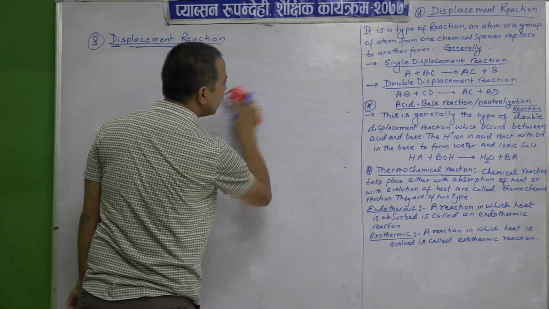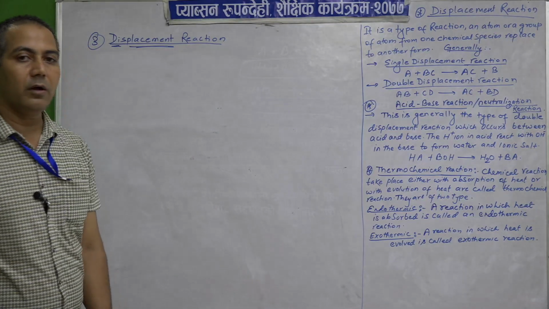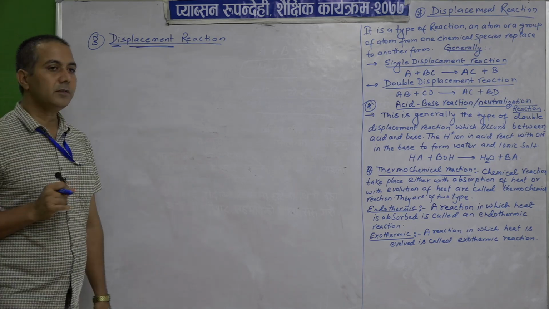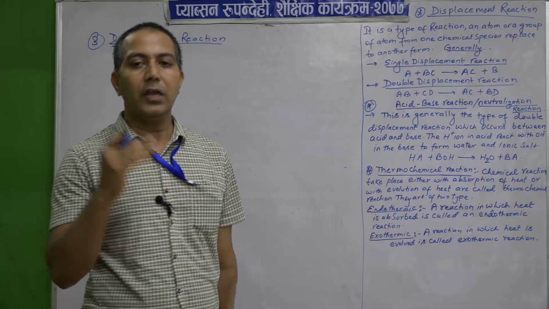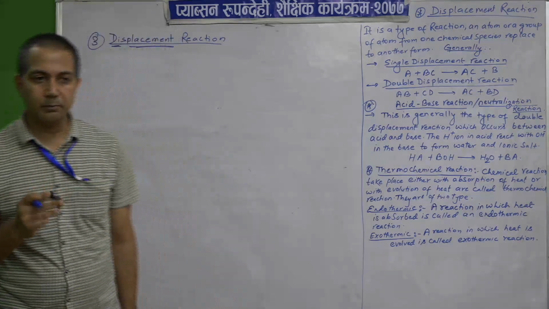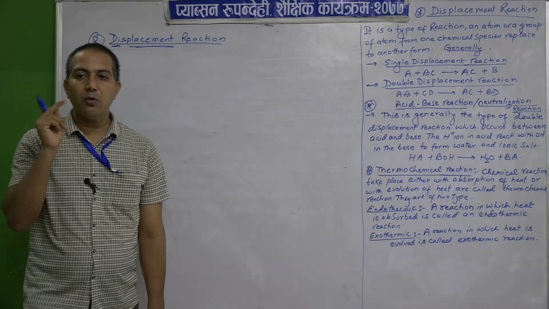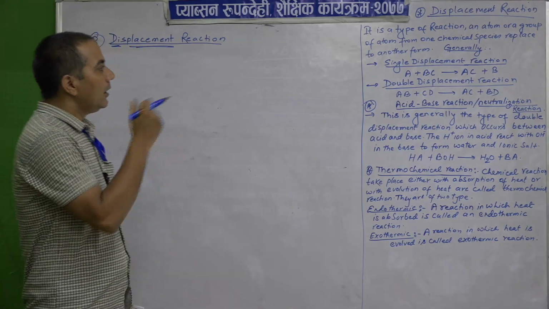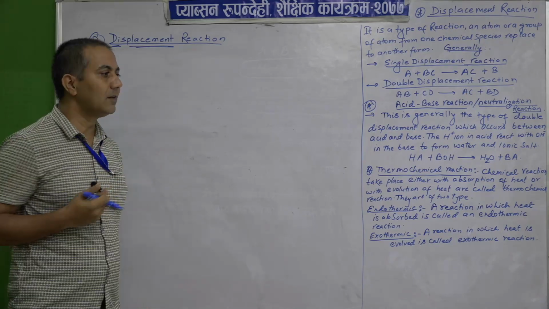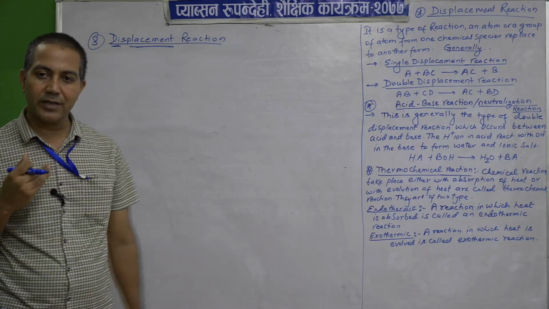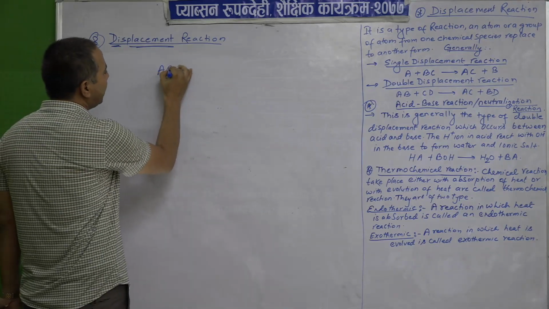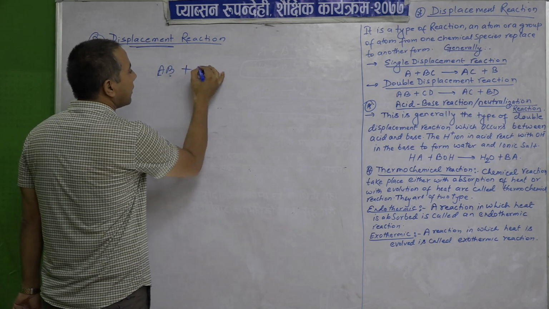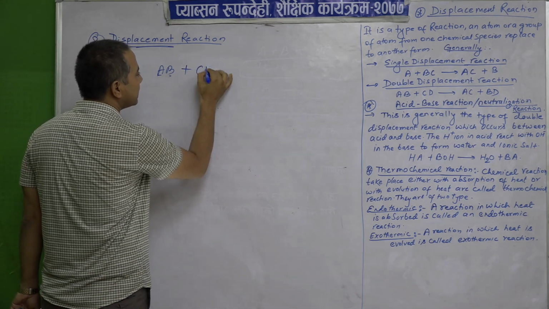Before going to the displacement reaction, one thing should be known, that is the types of displacement reactions. So, what is a displacement reaction? It is a type of chemical reaction in which one atom, remember, one atom or a group of atoms from one chemical substance is replaced into another chemical substance. That is called the displacement reaction. For example, AB, two atoms are combined to form a compound or molecule. These are the combination of two chemical substances.